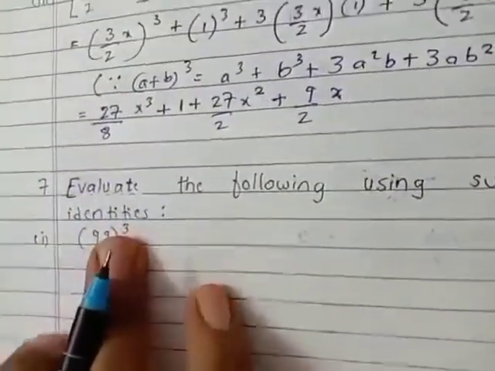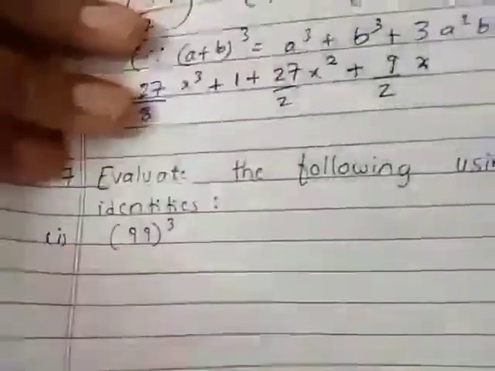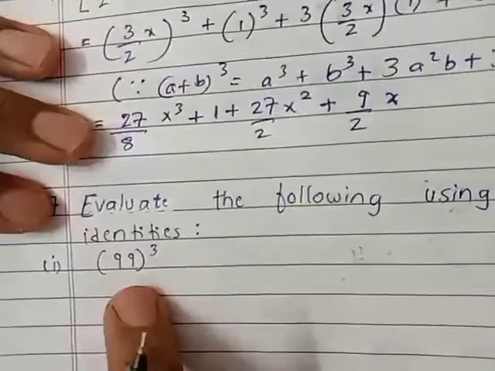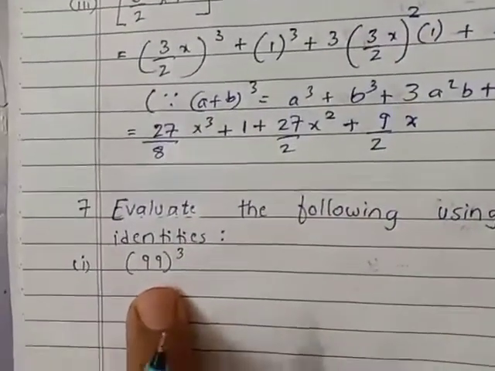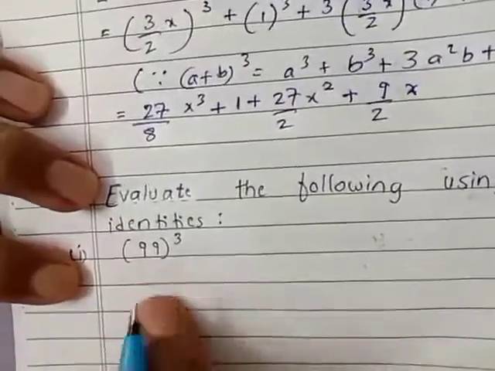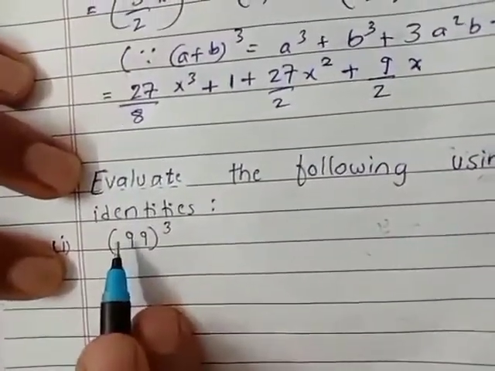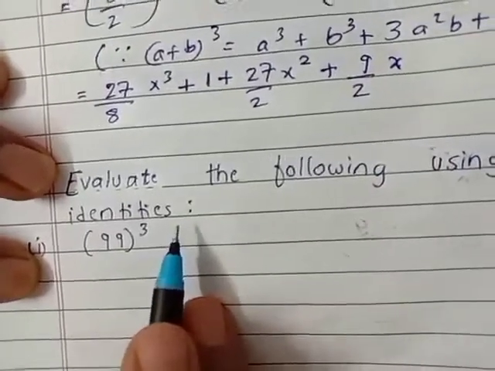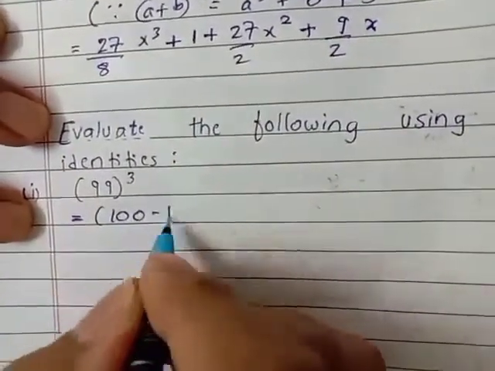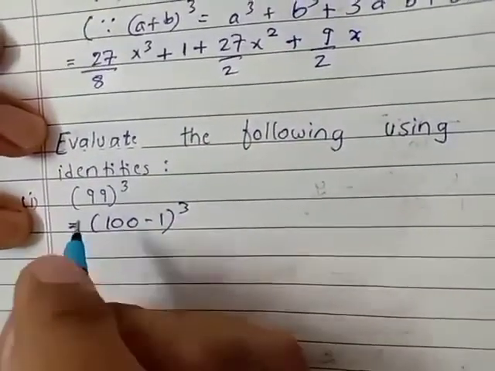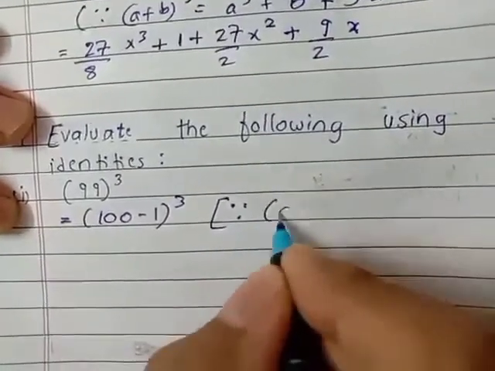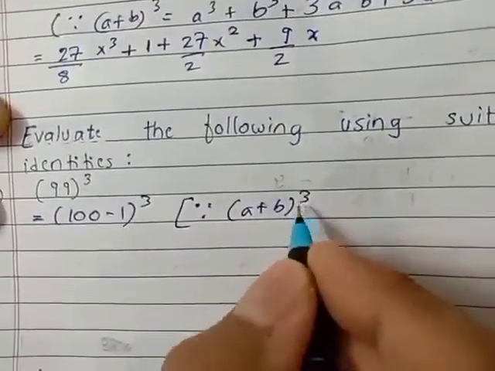Now let's evaluate the following using suitable identities. 99 cube. So 99 cube can be written as 100 minus 1, so it will be a plus b or a minus b the whole cube. So this can be written as 100 minus 1 cube. Why did we write this? Because we want it in the form of a plus b the whole cube.